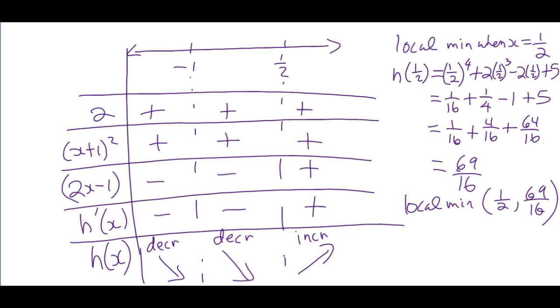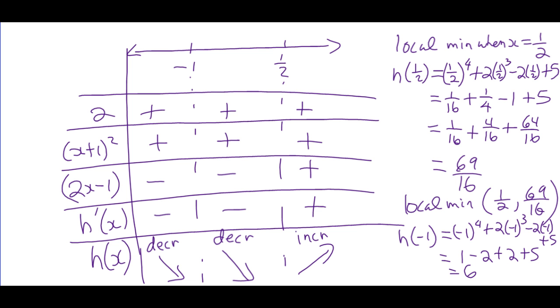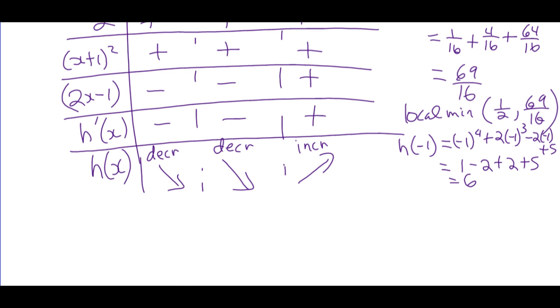So at -1, so h of -1, also a critical point, is -1 to the 4th plus 2 times -1 cubed minus 2 times -1 plus 5. So that's 1 minus 2 plus 2 plus 5, which is 6. Okay, actually I can move that down, right? So we've got something happening at, sorry, -1, 6, right? So we've got -1, 6.